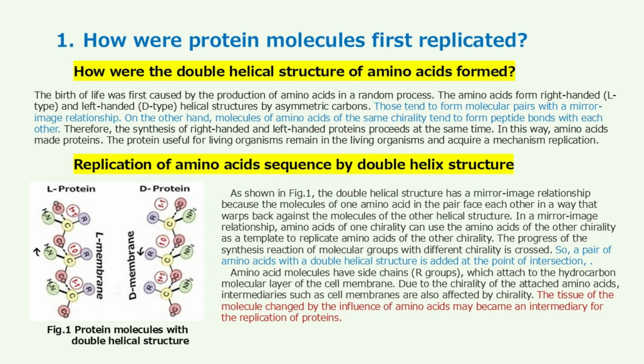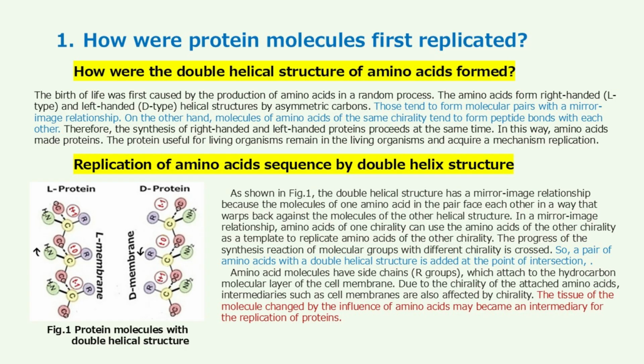The amino acids form right-handed L-type and left-handed D-type helical structures by asymmetric carbons. Those tend to form molecular pairs with a mirror-image relationship. On the other hand, molecules of amino acids of the same chirality tend to form peptide bonds with each other. Therefore, the synthesis of right-handed and left-handed proteins proceeds at the same time. In this way, amino acids made proteins.